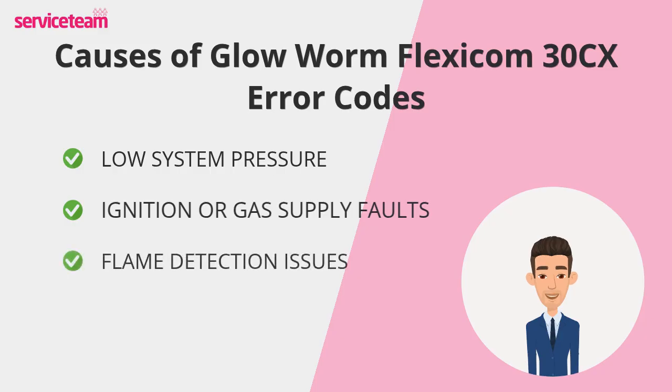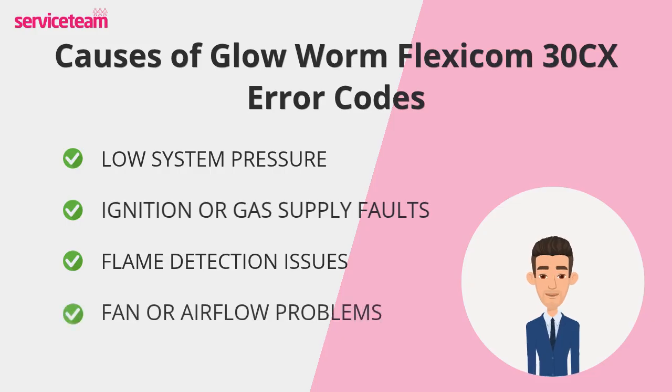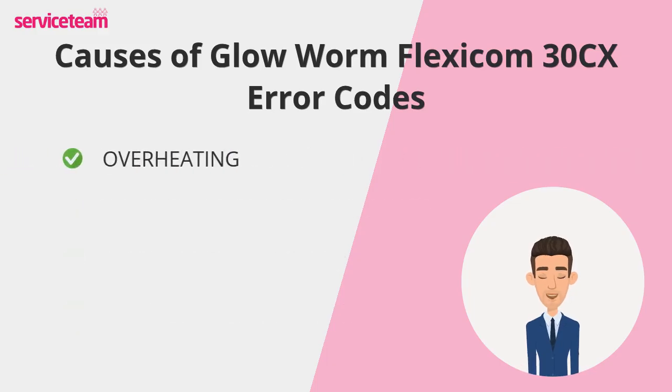When the boiler can't detect a stable flame, it shuts down for safety. A dirty flame sensor or unstable gas supply can easily trigger this error. A blocked flue, failed fan motor, or faulty air pressure switch can stop the boiler from getting enough airflow, leading to an error code. If the heat exchanger gets too hot, the boiler protects itself by shutting down. Blockages, poor circulation, or pump faults often cause overheating.